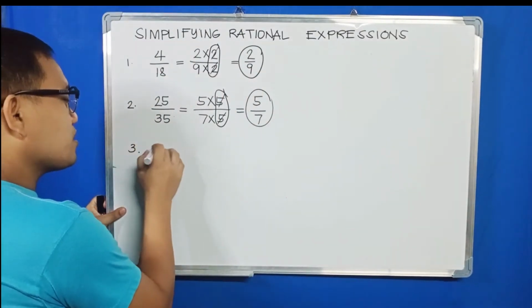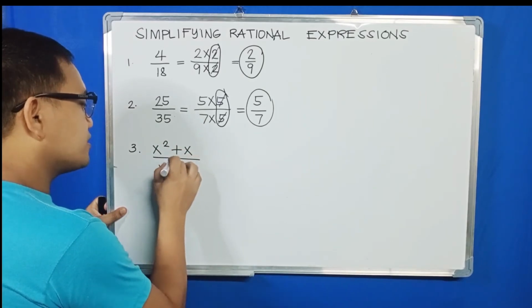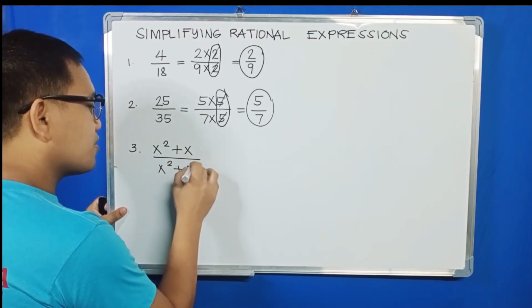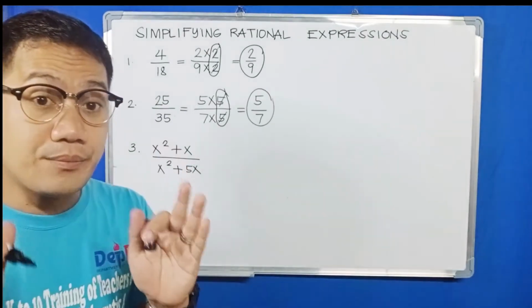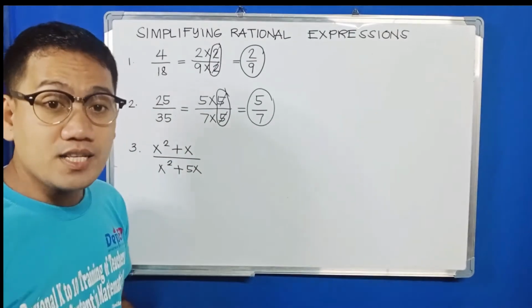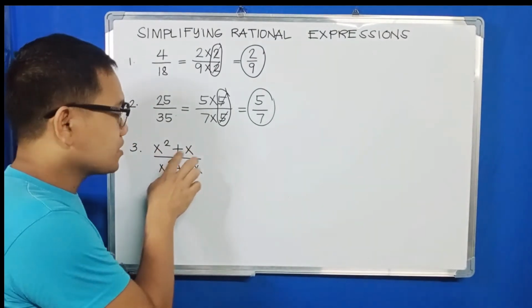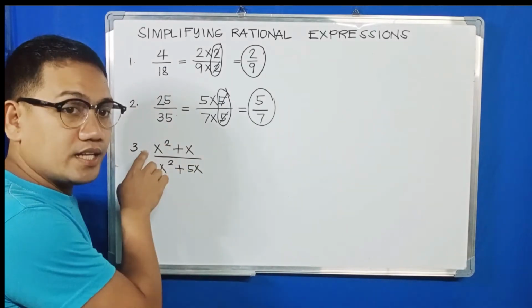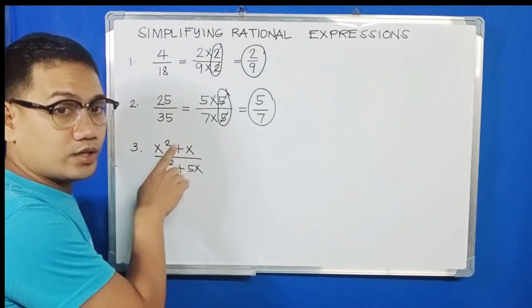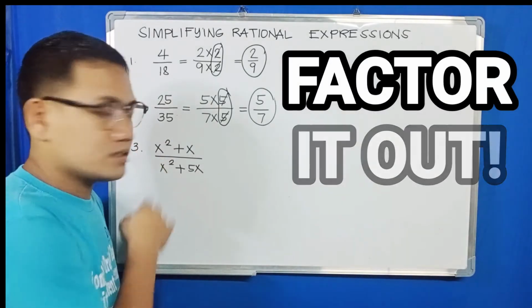So we have x squared plus x all over x squared plus 5x. Remember, we cannot directly eliminate x squared because our expression is separated by addition sign. So we cannot eliminate x squared in the numerator and in the denominator. But instead, we will try to factor it out.